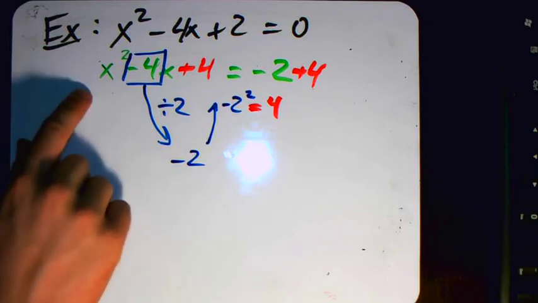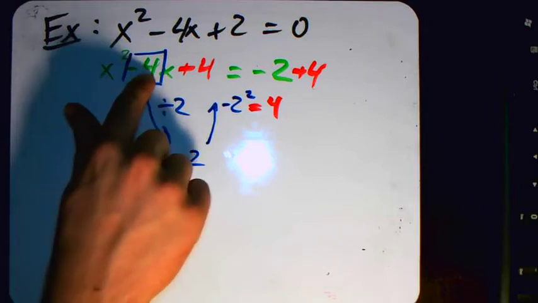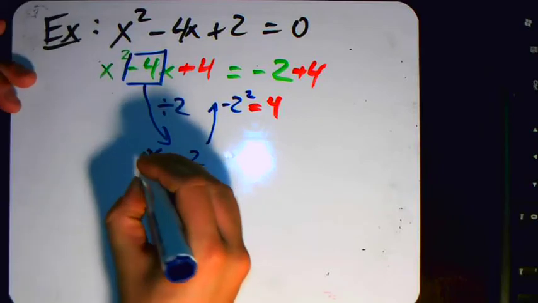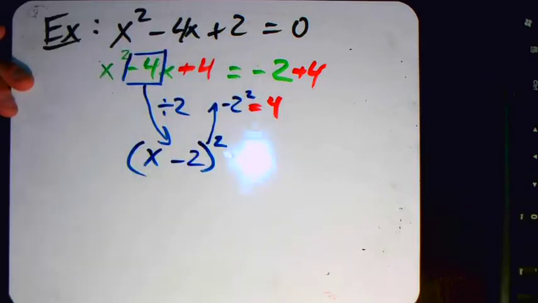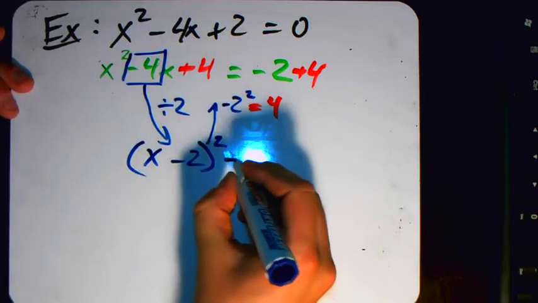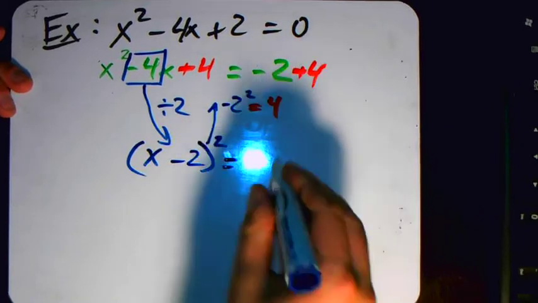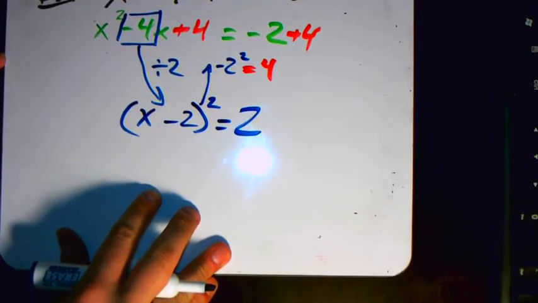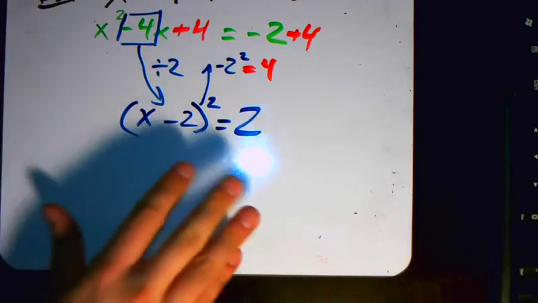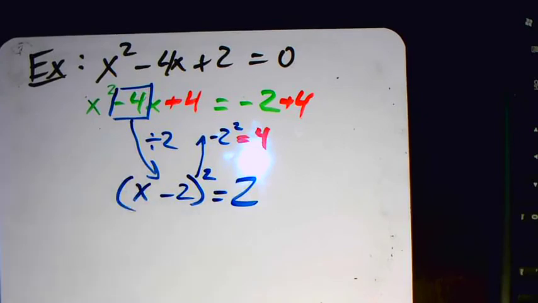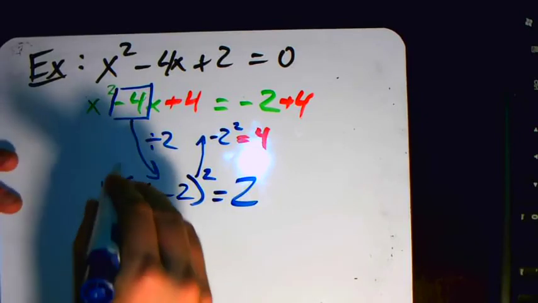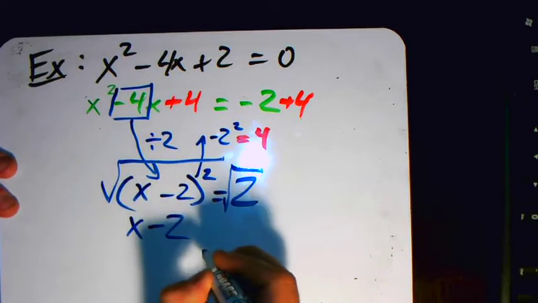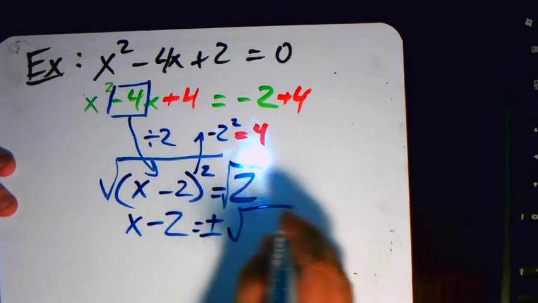When you factor your trinomial, x squared minus 4x plus 4, you are left with x minus 2 squared, and it is equal to the sum of negative 2 plus 4 after we've completed the square, which is a positive 2. After that, we take the square root of both sides. So we're left with x minus 2 is equal to plus or minus the square root of 2.